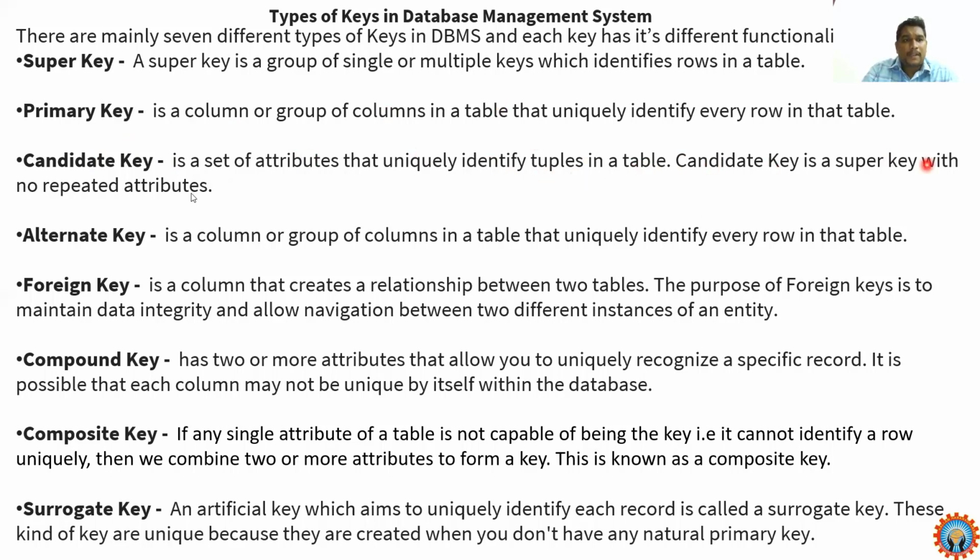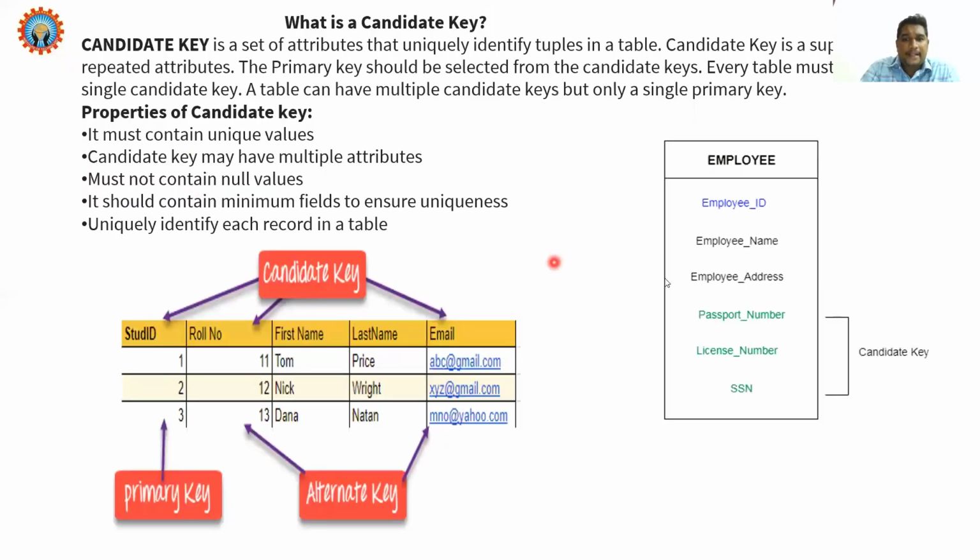A candidate key is a super key with no repeated attributes. So now we will discuss the candidate key. Simply, for example, you have an employee relation which consists of all these attributes. The unique attributes which are available in our relation are all considered as candidate keys.